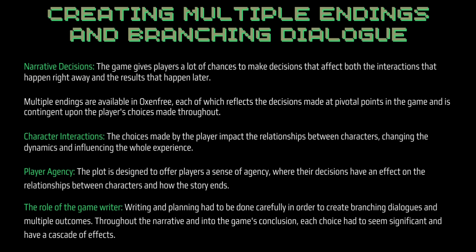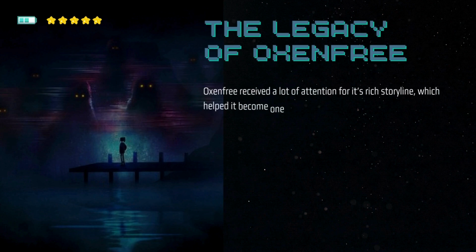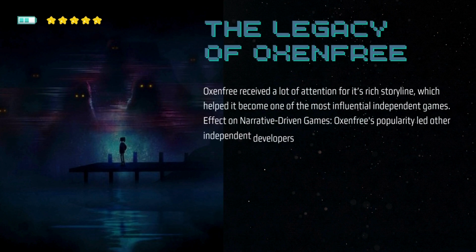Creating multiple endings and branching dialogues, Oxenfree is all about player agency. The choices you make influence not just relationships, but the entire story, including its multiple endings. Designing these branching dialogues was one of the writer's biggest challenges. Each decision had to feel meaningful and carry real consequences, whether it was a simple conversation or a major plot point. Every choice shaped the narrative and the characters' fate. This system gave the game replayability, ensuring every player's journey felt personal and unique. And finally, Oxenfree became widely celebrated for its compelling and immersive story.